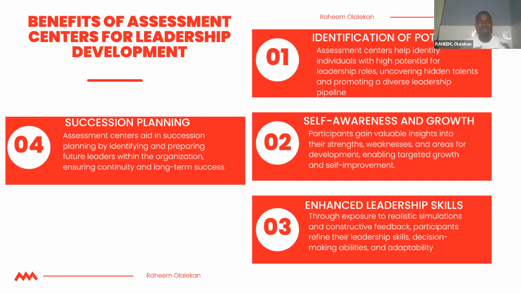Okay, what are the benefits of assessment centers for leadership development? It is used to identify potentials. Assessment centers are used to identify potentials in people, in candidates. Self-awareness and growth: after the assessment centers, you give feedback to the candidates. The feedback given to the candidates is going to make the candidate self-aware and know the area where he needs to grow. It enhances leadership skills. Any person who passes through an assessment center that is designed for leadership will definitely be aware and be conscious of some leadership skills that are required of him or her to function well, even though he doesn't get it at that moment. He will be aware that, oh, I need all this set of skills to function well in this area.